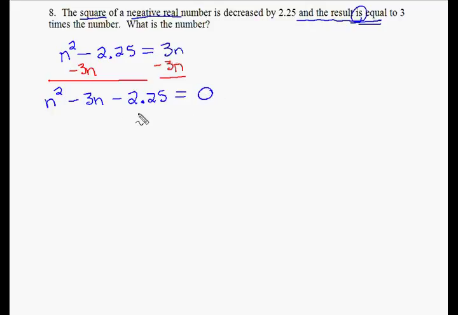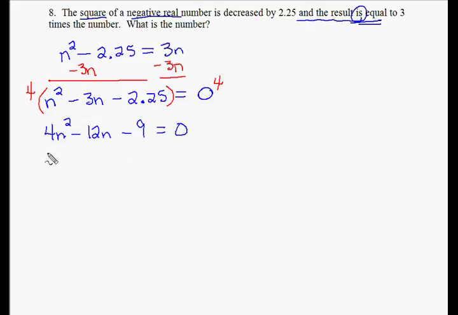I'd like to clear out these decimals. So if I multiply both sides of the equation by 4, I could also multiply by 100, but that would make my numbers huge. If I multiply by 4, I get 4n squared minus 12n minus 9 equals 0. 4 times 0 is still 0.